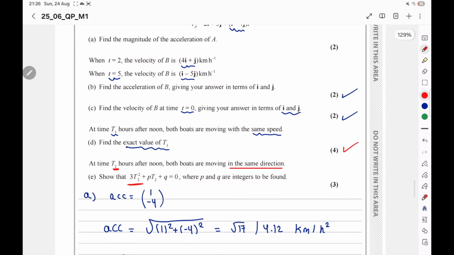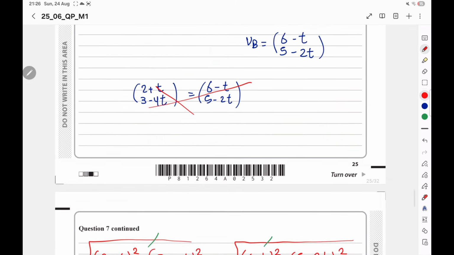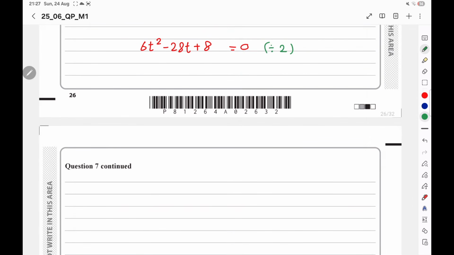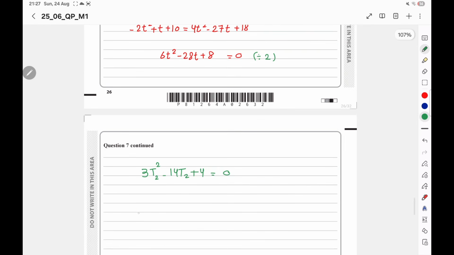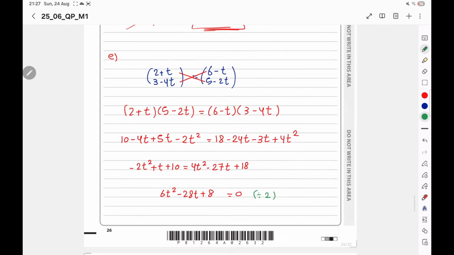The coefficient of t squared should be 3. Divide the whole equation by 2. 6 divided by 2 is 3t squared, but now write it as t2 as he mentioned above: 3 t2 squared minus 28 over 2, 14 t2 plus 4 equals 0. So p is equal to negative 14 and q is equal to 4.